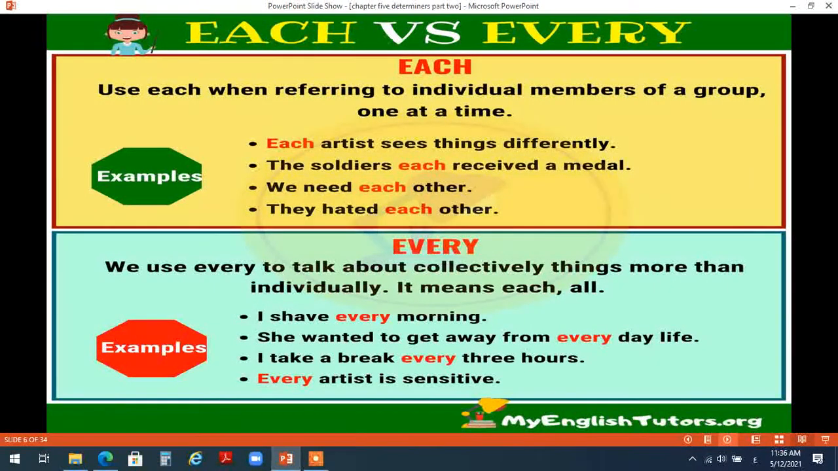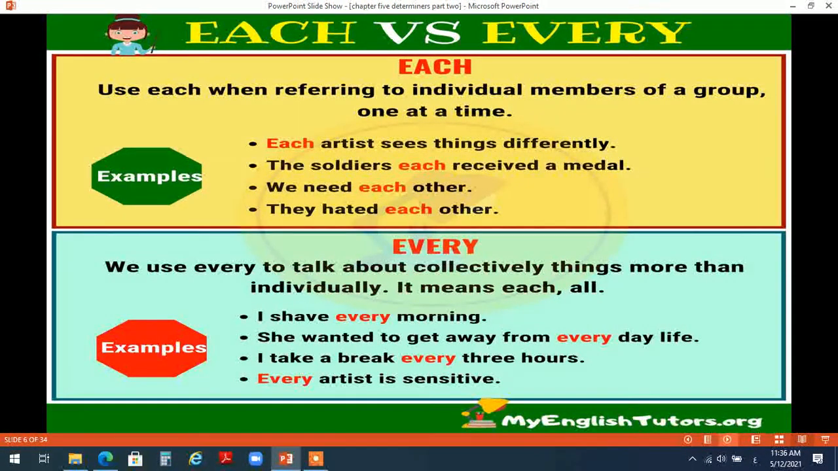For example, each artist sees things differently. The soldiers each received a medal. We need each other. They hated each other. فإذا نستخدم each للإشارة إلى أعضاء منفصلين أو مستقلين من مجموعة.